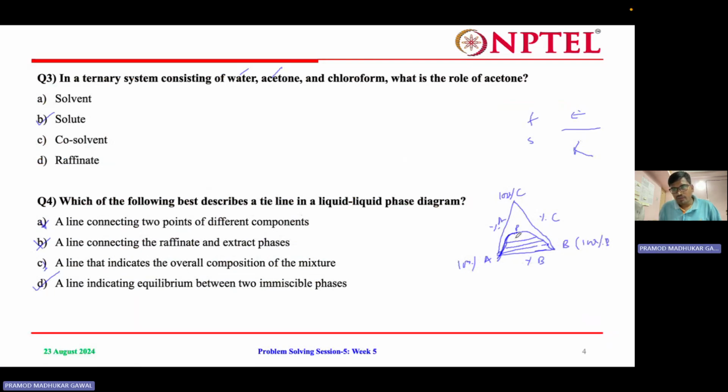So here a particular point is the plait point, right? Here it means a single phase. Right, so at that point it cannot separate the solute from the feed. Separation is not possible at this point.